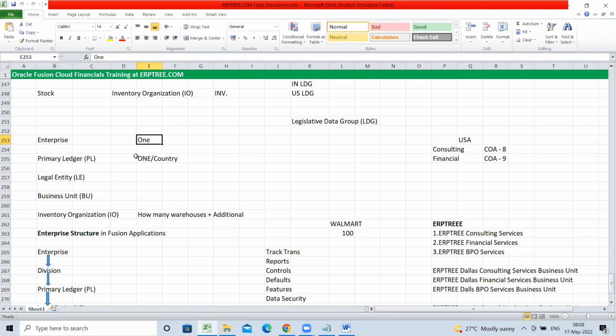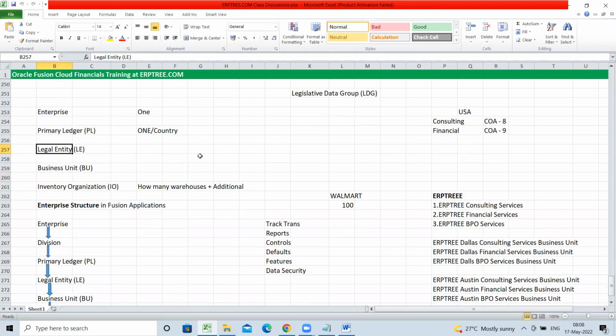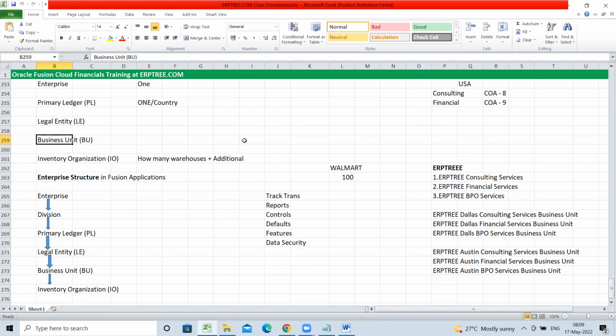Only one. How many primary ledgers for each country? One primary ledger is required by default. And legal entities, how many registrations do they have? Those many legal entities. When you talk about business units, simply you can take how many branches they have, or else in the same branch if they have multiple businesses, accordingly you have to create the business units. The organization: how many warehouses they have as per their business, those many inventory organizations we have to create.